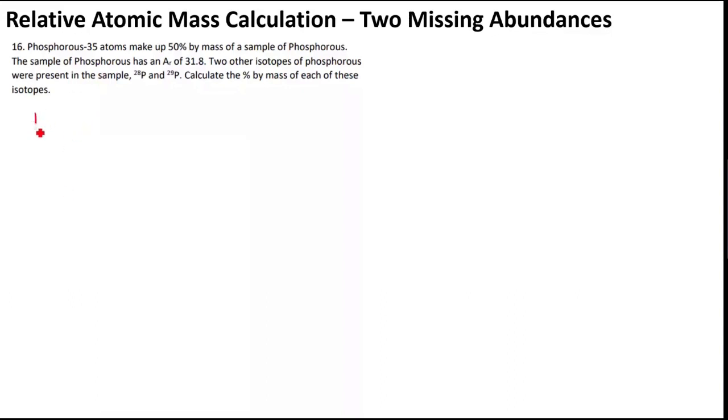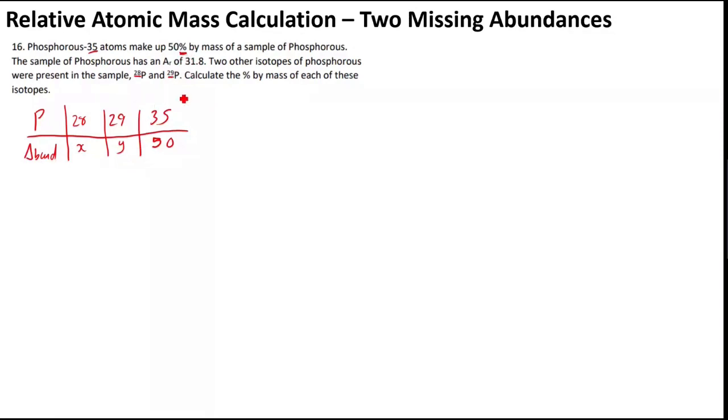So first thing to do, draw out the table, see what information we've actually got. So we're going to have phosphorus isotopes. We've got 28, 29 and 35. And they've given us the abundance of 35. That's a 50. And they haven't given us 28 or 29. And we don't like it when we've got two unknowns in a question. That just makes things difficult. So let's just call it X and Y for now.